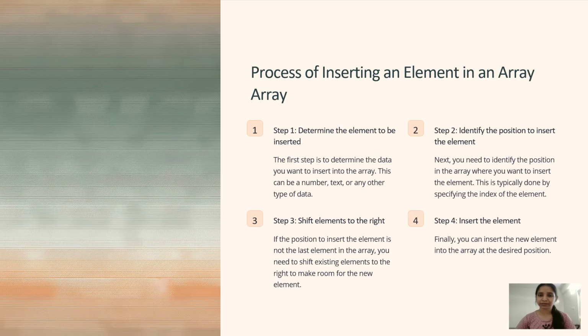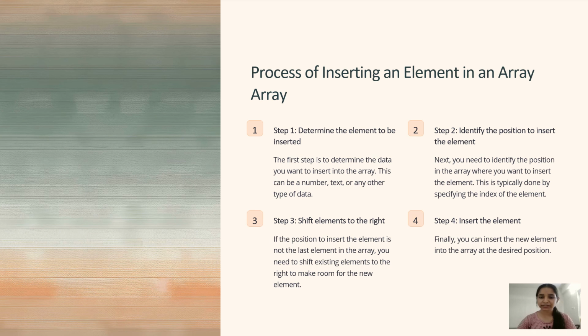Now our main topic is the process of inserting an element in an array. Step 1: determine the element to be inserted. The first step is to determine the data you want to insert into the array. This can be a number, text or any type of data. Step 2: identify the position of the element. Next, you need to identify the position in the array where you want to insert the element. This is typically done by specifying the index of the element.